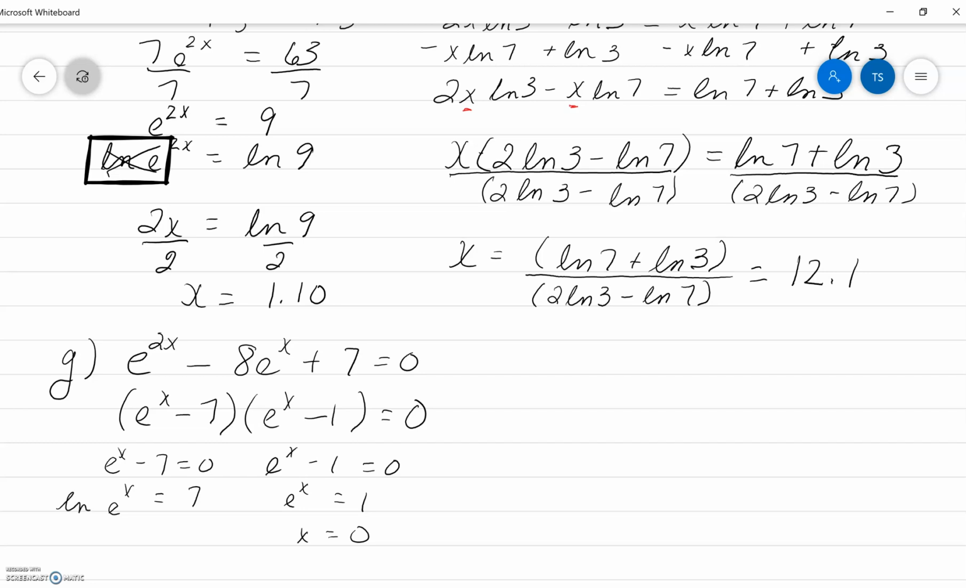Here we're going to use a natural log. Natural log, these guys cancel. You've got x equals the natural log of 7. For your decimal crazy people, 1.95.